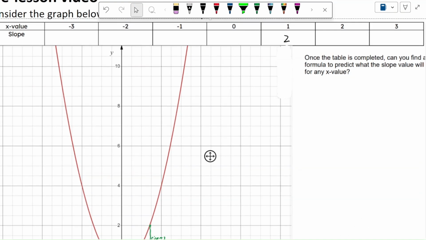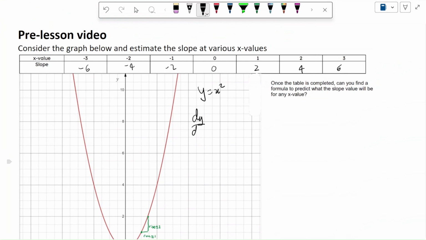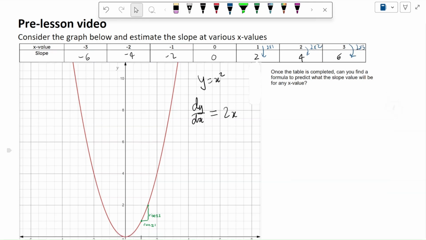And then we would expect the slope to be, well, there's a pattern to it. It goes 6 and then 0, minus 2, minus 4, minus 6. This is specifically for the function y equals x squared. So we have a formula for slope. dy/dx is what we call it. And we can see the pattern is 2 times whatever the x value is. So for example, 2 times 1, 2 times 2, or 2 times 3 to get the slope. Seems to be how it works.